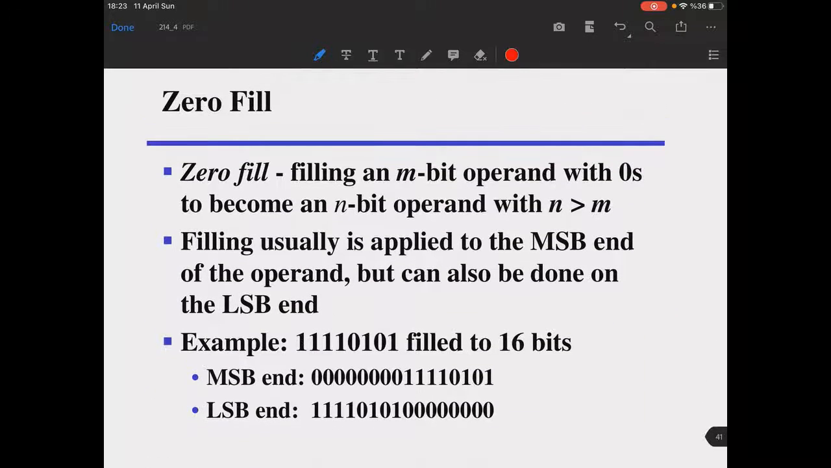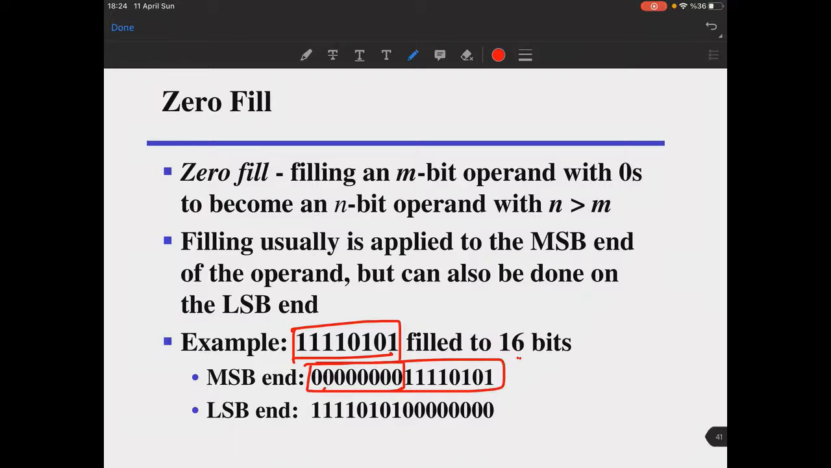And what about the zero fill? It is filling an m-bit operand with zeros to become an n-bit operand, where n is greater than m. It is usually applied to the most significant bit, but it can also be done on the least significant bit side. This is your data, and it will be filled to 16 bits, for example. Your 8 bits is filled to 16 bits here. If you fill the zeros on the most significant end, the data will look like this. If you fill the zeros on the least significant bit side, the right side, it would look like this.